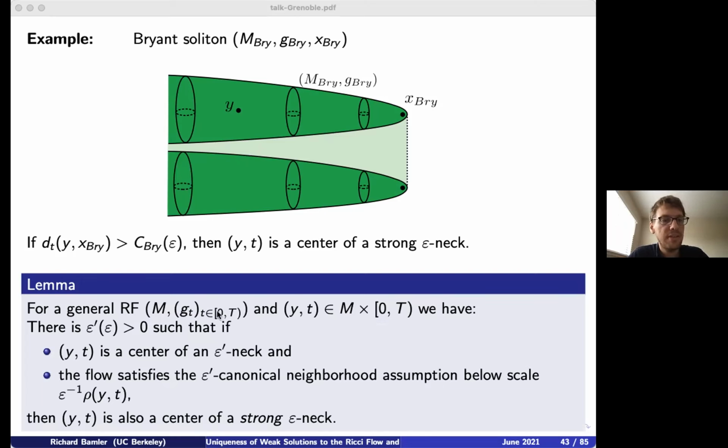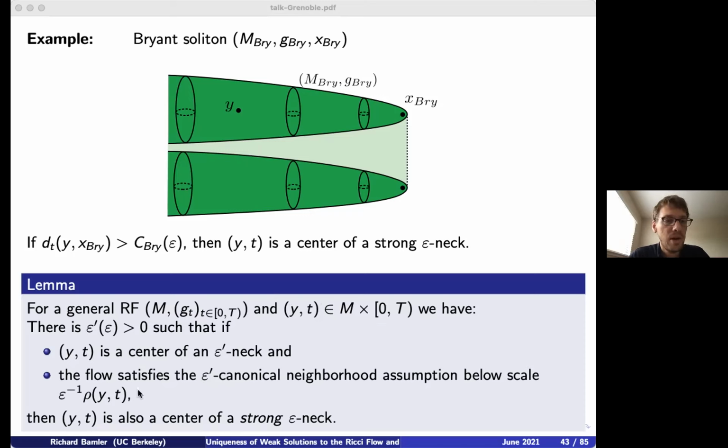Let's assume we have a general Ricci flow. We take some point in this Ricci flow. Then for any given epsilon, there's some smaller constant epsilon prime, such that if y is the center of only an epsilon prime neck, so only in its own time slice, and the flow satisfies the epsilon prime canonical neighborhood assumption below some scales, which will just make it possible to apply them near y and t, then y is also the center of a strong epsilon neck. Okay? So meaning we have control of the flow backwards in time.